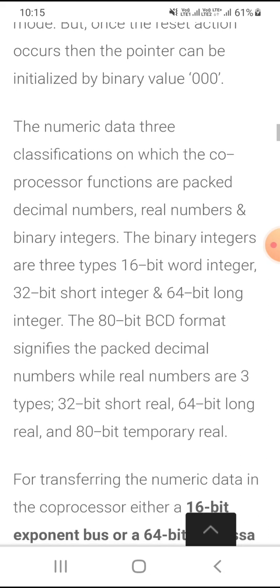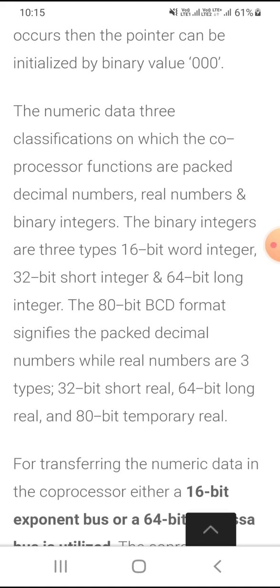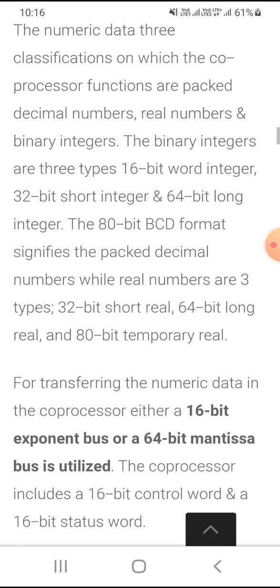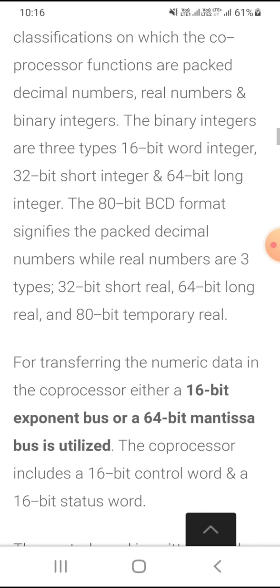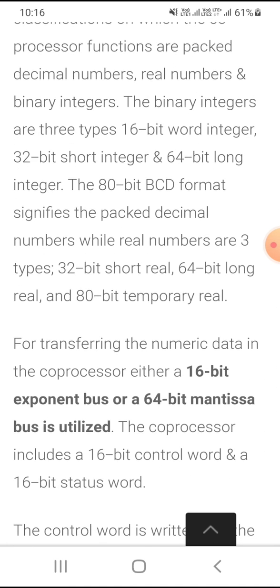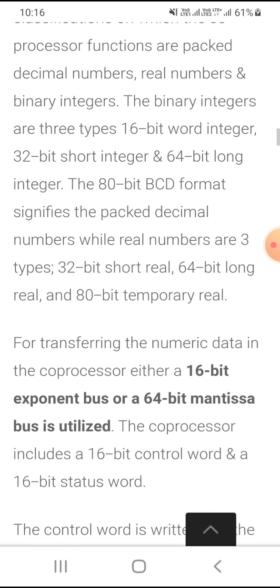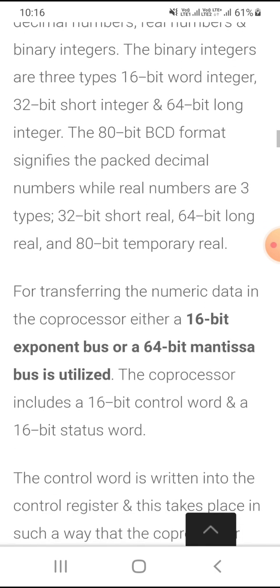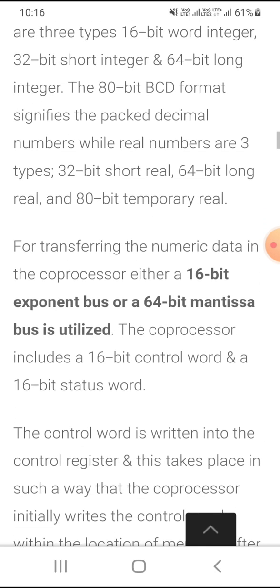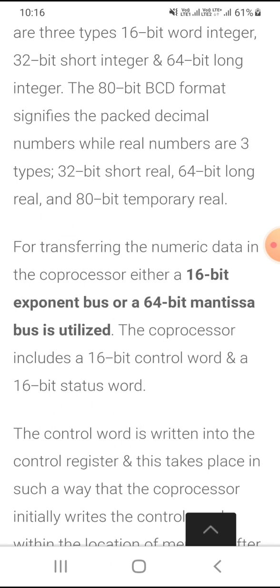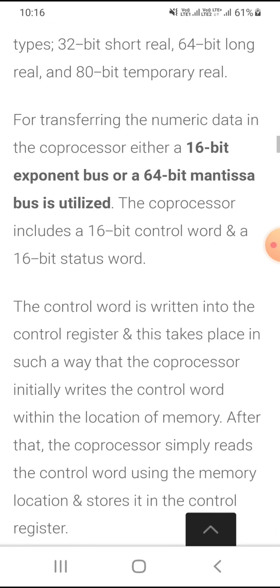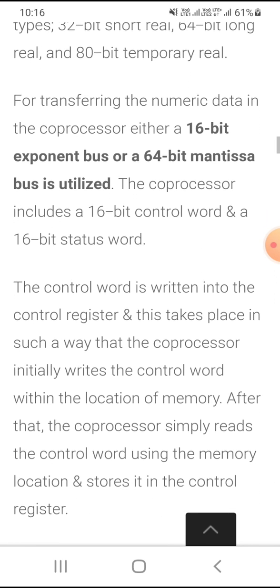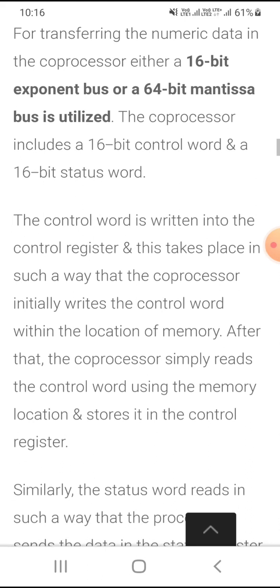The numeric data falls into 3 classifications on which the coprocessor functions: packed decimal, real numbers and binary integers. The binary integers are of 3 types: 16-bit word integer, 32-bit short integer and 64-bit long integer. The 80-bit BCD format signifies the packed decimal number, while real numbers are of 3 types: 32-bit short real, 64-bit long real and 80-bit temporary real. For transferring the numeric data, either the 16-bit exponent bus or the 64-bit main data bus is utilized.